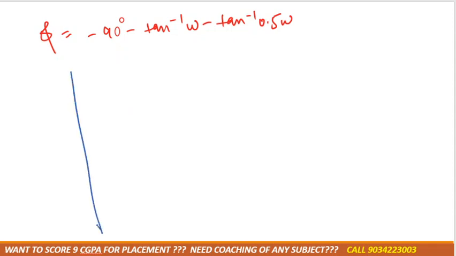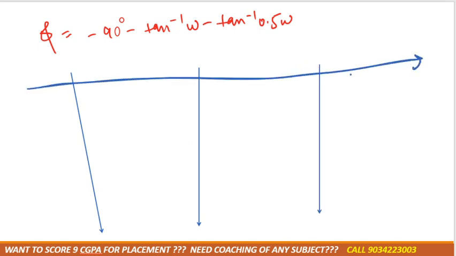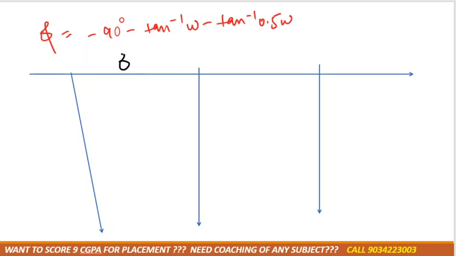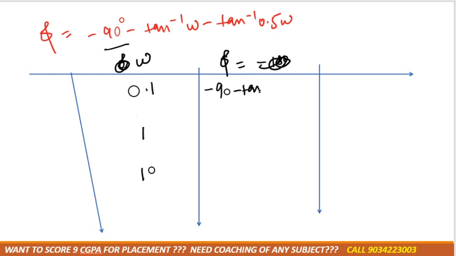Next step, we need to make the table, right? As I told you, in this case we need to put different values of omega so that our phi value will cross minus 180 degrees. So first we put 0.1, then 1, then 10. At 0.1 you don't need to solve it, I am telling you. It would be minus 90 minus tan inverse 0.1 minus tan inverse 0.05, right? So after solving it, we'll get minus 98 point.